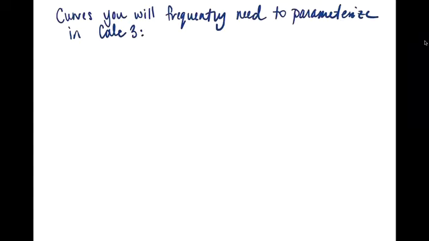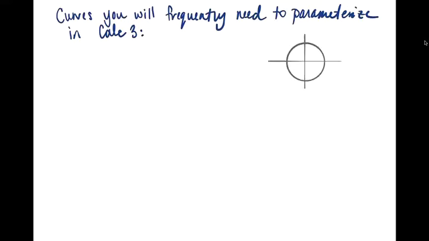Okay, so if you are not given things in terms of a function, then there are a couple of curves that are not functions that you are going to frequently need to parameterize in Calc 3. And in particular, those are circles and ellipses. So let's start with the circle. And I'll give you the easiest way to parameterize any circle. And then we'll look at some variations.